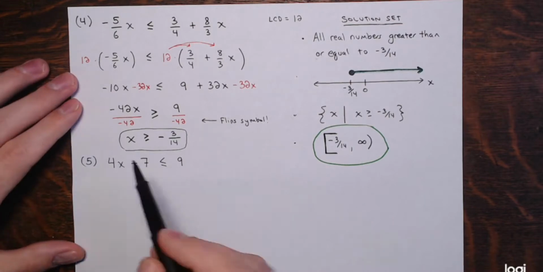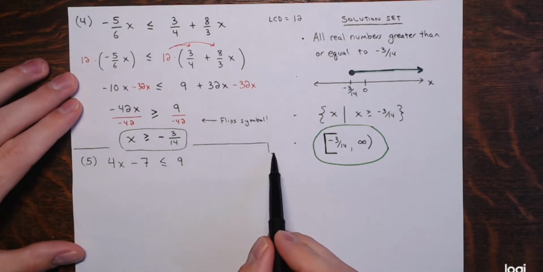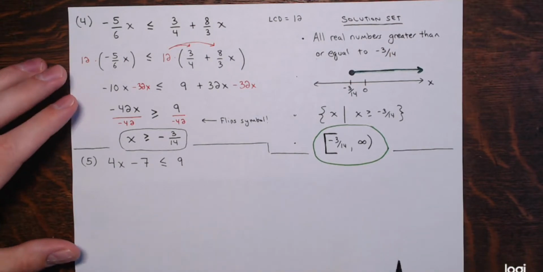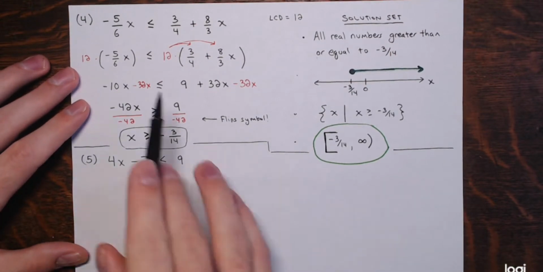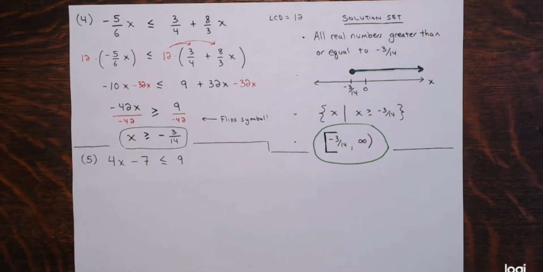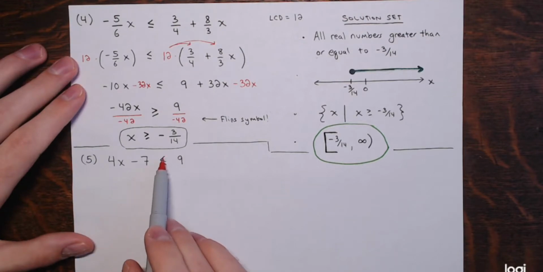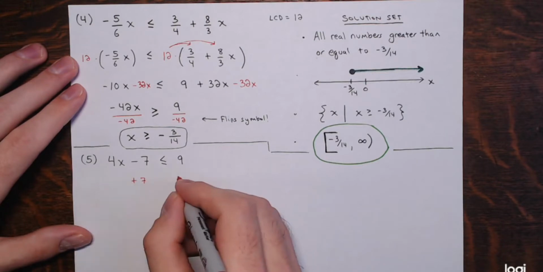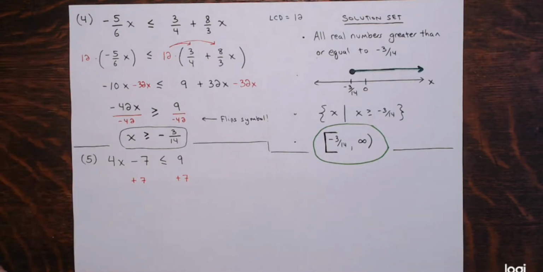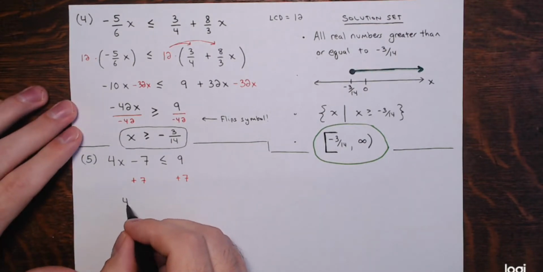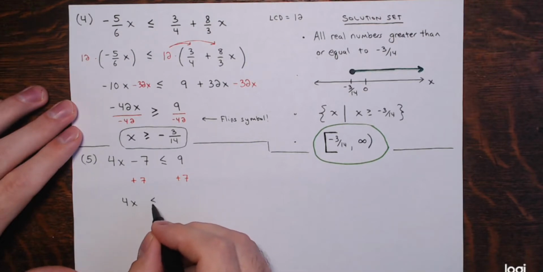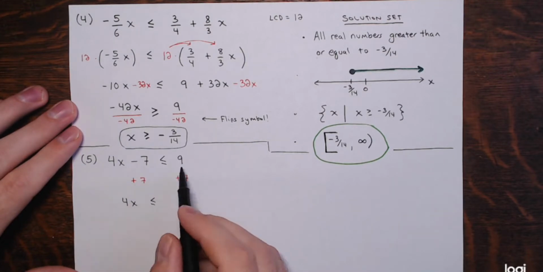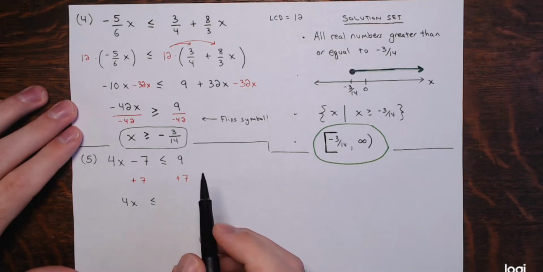Excellent. Alright, so again, I'm doing the same thing every time here. Instead of rewriting the lines, I'm just going to write what I'm doing below it. So we have 4x minus 7 is less than or equal to 9. All I would do here is add 7 first to both sides, and that's just adding or subtracting. So the symbol would not flip. So we have 4x still is less than or equal to, and then 9 plus 7 is 16.